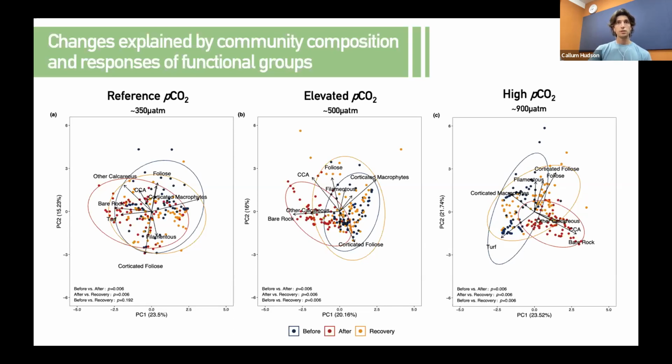Despite being impacted by typhoons, the composition of the algal communities at the reference CO2 levels seemed to be more stable, so they were able to return to their pre-disturbance composition by this recovery period, despite being changed directly after disturbance.